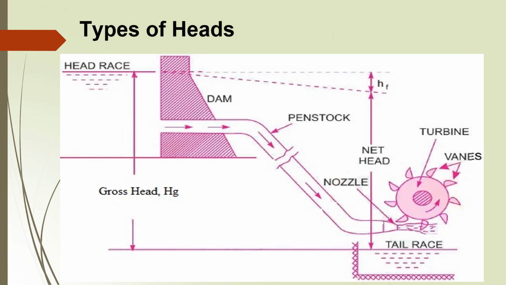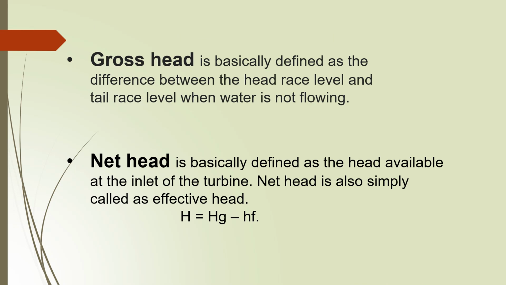And when it is working, what happens? Because the water flows through this penstock, through the long pipe, there are different losses. Mainly, we have the frictional losses. So HF represents the friction loss when the water flows through the pipe. Then the difference between the gross head and the friction head is called the net head. Net head is available for a turbine. So this we'll discuss here.